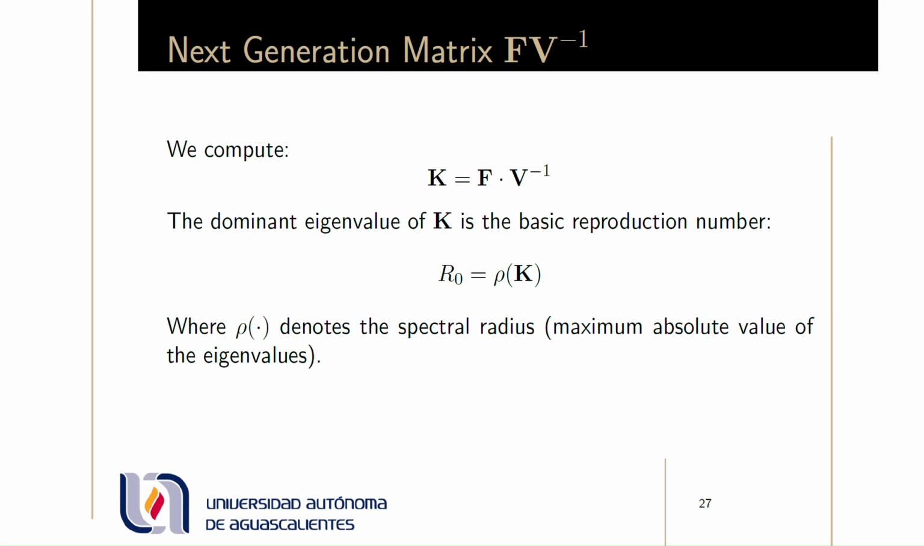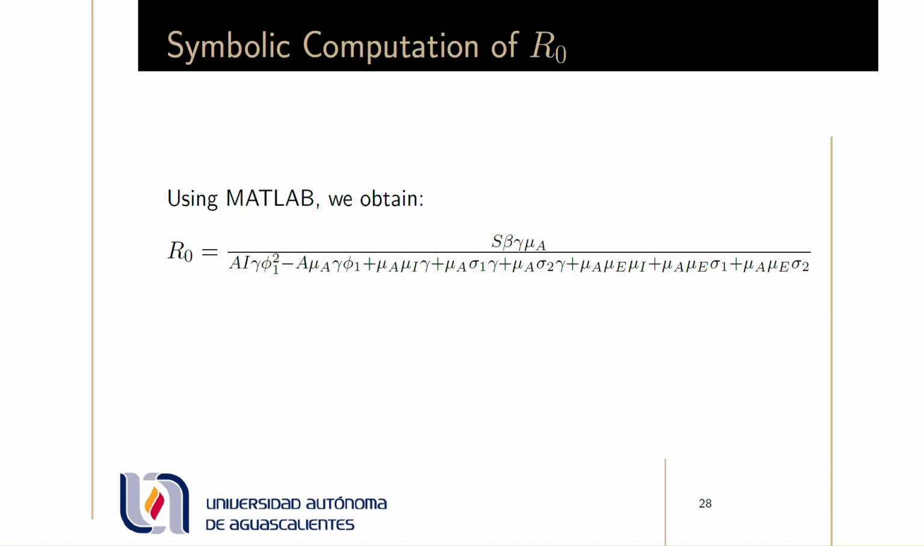Now we multiply F by V inverse to get matrix K, which is the next generation matrix. The dominant eigenvalue of the matrix is the basic reproduction number. If the reproduction number is greater than 1, the infection spreads. If it is less than 1, it dies out.